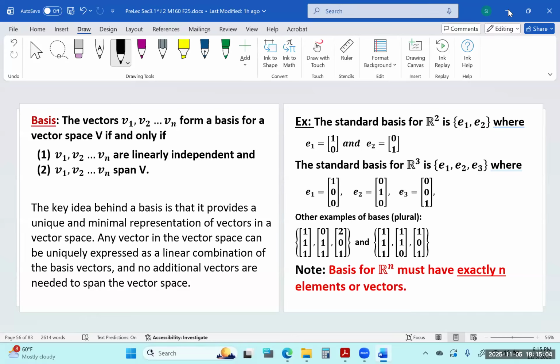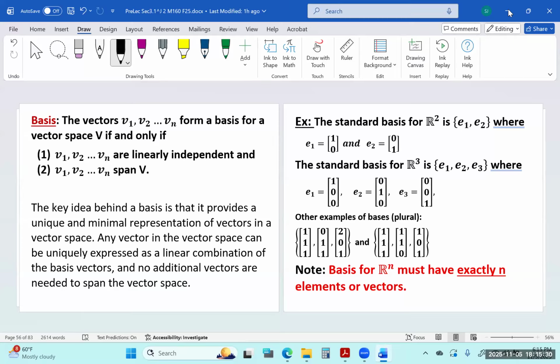The standard basis for R3 means if you're in 3D space, then you have X, Y, Z. So we have three standard bases. This is the X value, this is the Y value, and this is the Z value. So 1, 0, 0 represents X, 0, 1, 0 represents Y, and 0, 0, 1 represents Z.